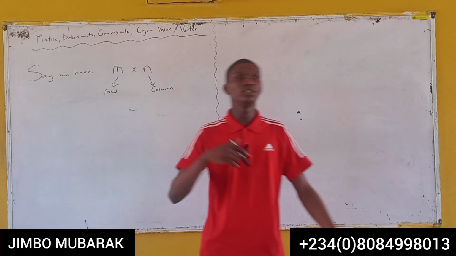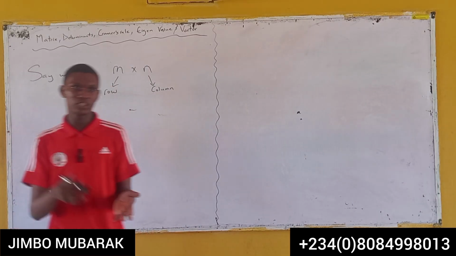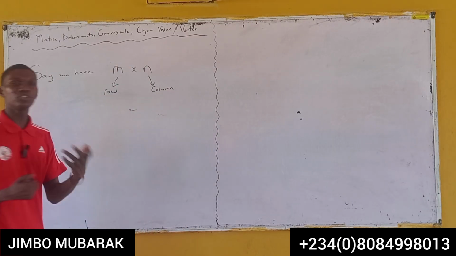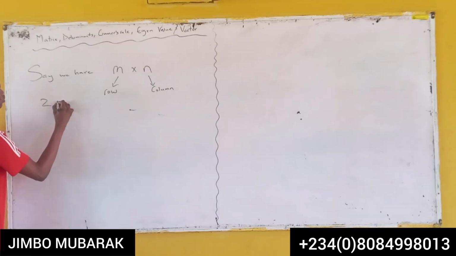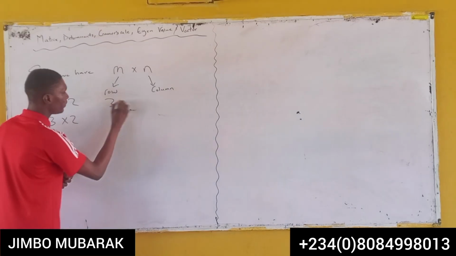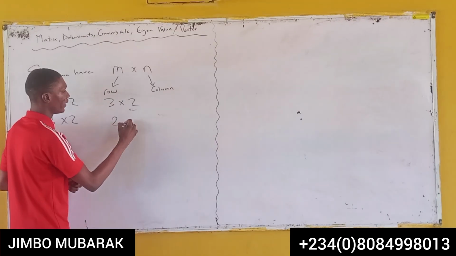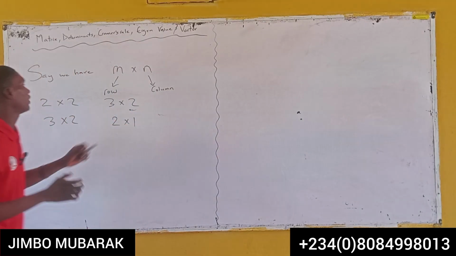We talk about the algebra of matrix, the addition and subtraction of matrix. And in matrix we have different types of matrix. We have the 2 by 2 matrix. We have the 3 by 2. We have 3 by 3. We can have 2 by 1. So like that, right? We can have different kinds of matrix like that.